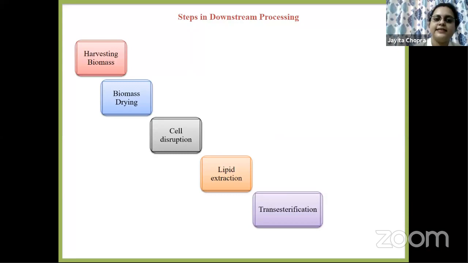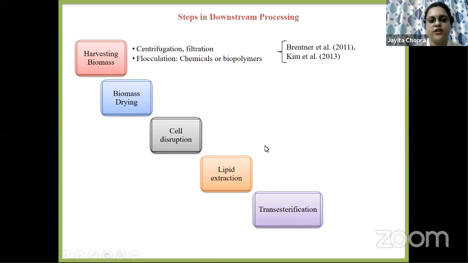The next step is the different downstream processing steps involved. Extraction of any intracellular product is one of the most critical steps. The different steps involved in downstream processing are the harvesting of biomass, drying, cell disruption, extraction, and transesterification. Harvesting of biomass is one of the most crucial steps because it accounts for 90% of the total biodiesel cost, and it's done by either centrifugation or filtration.